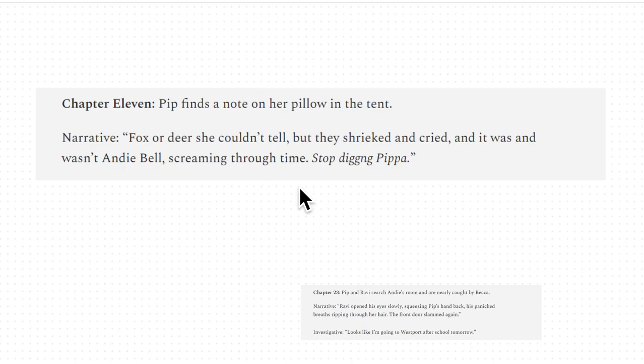Fox or deer, she couldn't tell, but they shrieked and cried, and it was and wasn't Andy Bell screaming through time. Stop digging, Pippa. Here we get a whiff of danger. Although Pippa still thinks it could be a joke, this is starting to put Pip's own physical safety in danger. A very clear stakes escalation. The last line here about Andy Bell screaming through time reads to me like a dramatization of the story's current state of injustice. So the victim, Andy, screaming through time for vindication, for truth, for consequences, for justice. And it's really emphasizing here again where we're sitting on the value scale and the importance of the investigation.